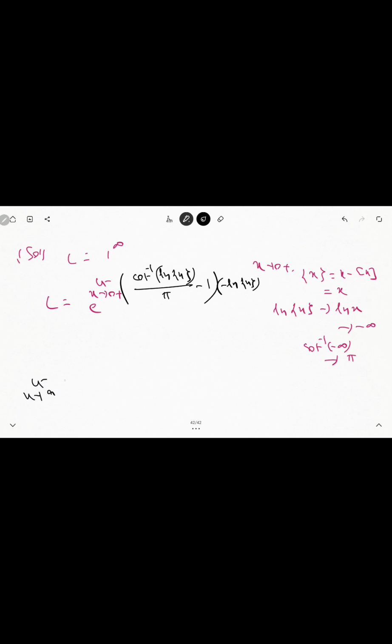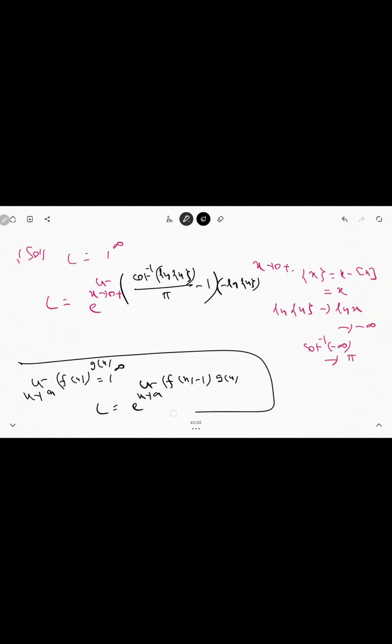If limit x tends to a, f of x power g of x is of the form 1 to the power of infinity, then what is this? It is the same as e power limit x tends to a, (f of x minus 1) into g of x. That's what I applied here, because there is no 1 actually in the base, 1 plus something. So you have to add and subtract 1. Hope that you got it.